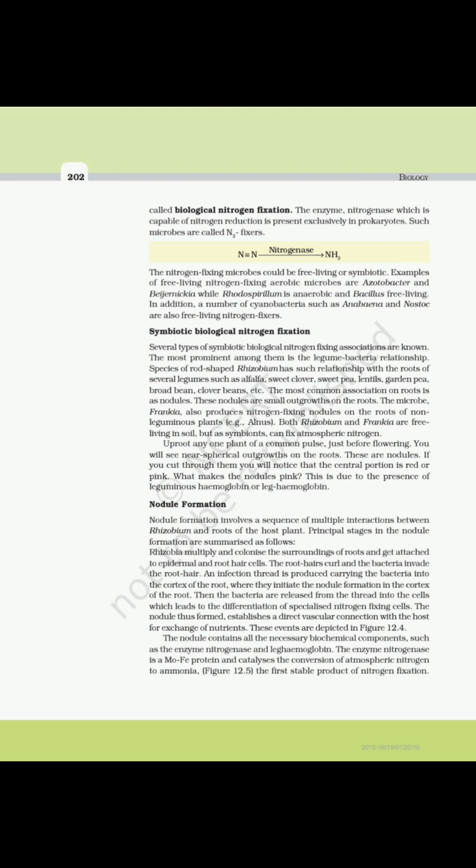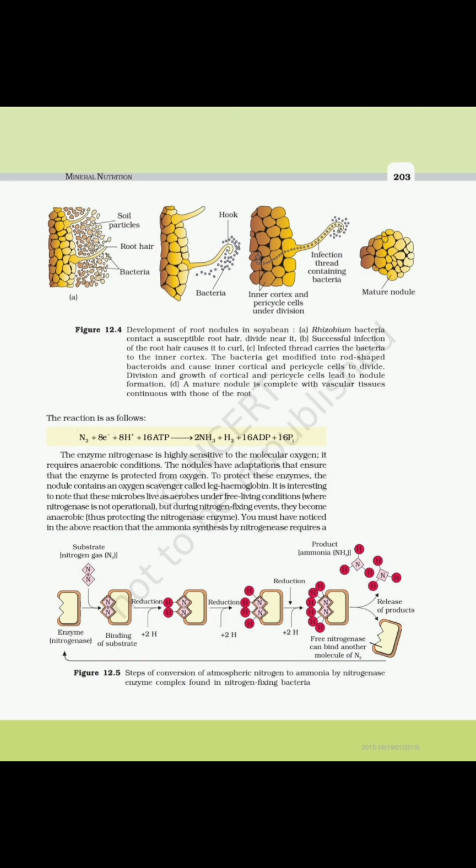Figure 12.5 The first stable product of nitrogen fixation. Figure 12.4 Development of root nodules in soybean, a rhizobium bacteria. A. Contact with a susceptible root hair, divide near it. B. Successful infection of the root hair causes it to curl. C. Infection thread carries the bacteria to the inner cortex.